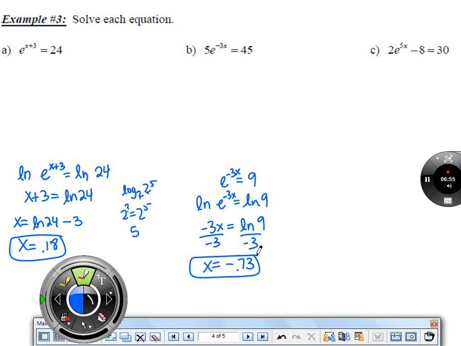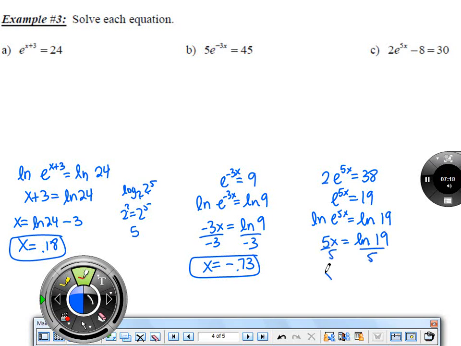Same idea here. We want to isolate the e to the 5x. So the first thing I would do is I would add 8 to both sides. And then I would divide by 2. And then I would take the natural log of both sides. So I'd have 5x equals the natural log of 19. I would divide both sides by 5. Without a calculator, my answer is x equals the natural log of 19 all over 5. If I plug that into the calculator, I should get 0.59.